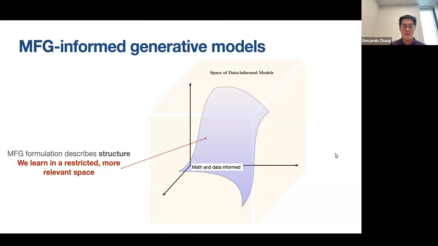But once you have this mean field game, it gives you a lower dimensional space, this blue sheet in some sense, that lives inside this space of all possible models. In this case, the mean field game is also informing what the model should look like. Because of this, there's structure, and then maybe you can restrict your search to a smaller space. Okay. And this is one thing that we'll do.